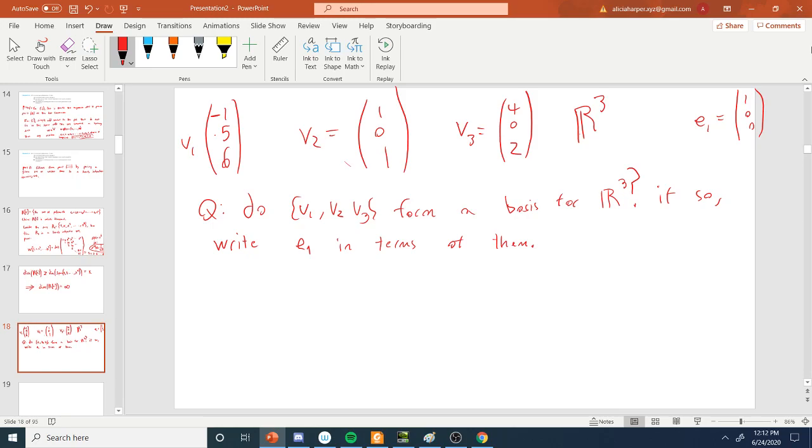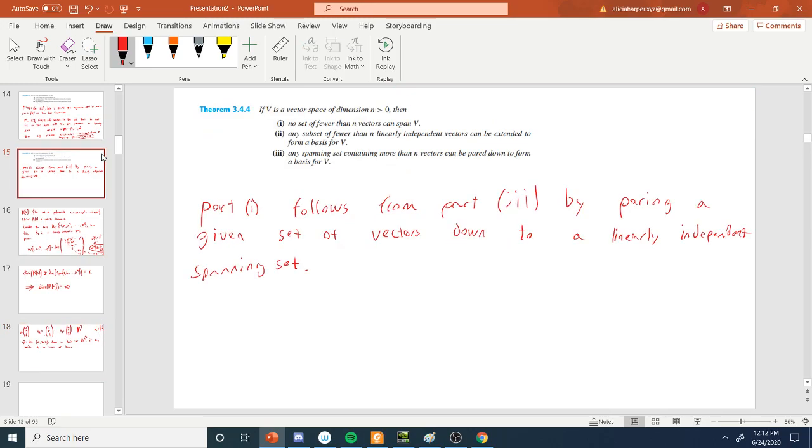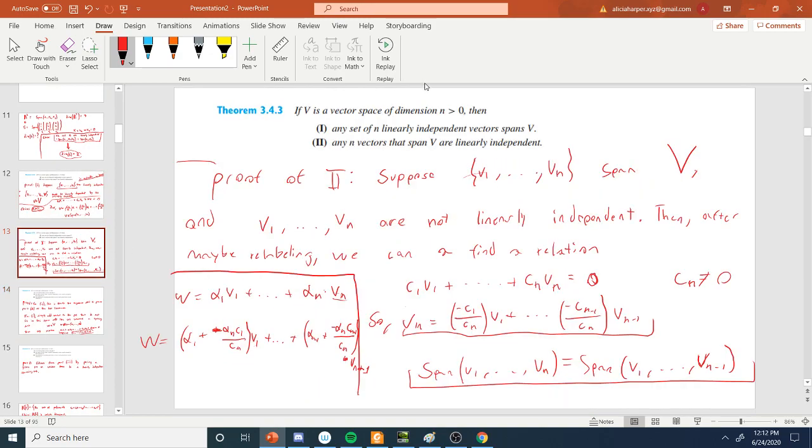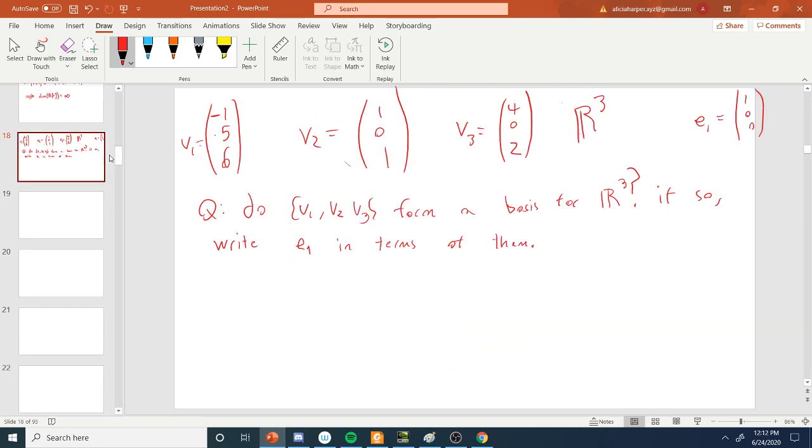Now, here's what we need to check. We need to check that the vectors v1, v2, and v3 are linearly independent. We know that the dimension of R3 is 3. And it follows from this theorem that, actually, do I use this one or do I use the preceding one? If we can show that all 3 of those vectors are linearly independent, because the dimension of R3 is 3, those 3 vectors have to span R3, which means they have to be a basis. So it suffices to check if v1, v2, and v3 are linearly independent.